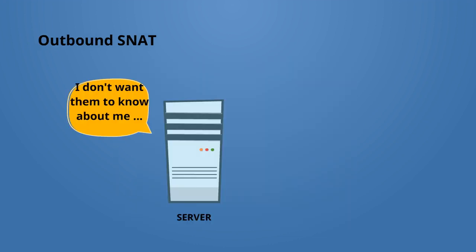Simple. So for outbound connections, the connections are initiated by the server node. So SNATs ensure that the internal IP of the server node remains hidden to the external host when the server initiates a request to that host.